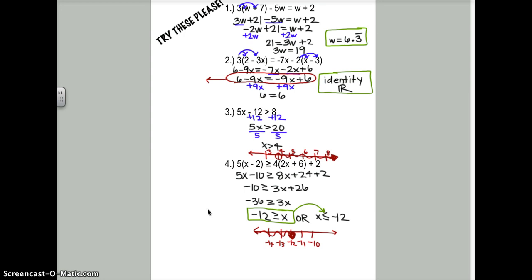Okay? So some things we talked about. We talked about how we solve. We have that block method process. And then we talked about different solution sets, identity, contradiction, and of course our graph. So when you're thinking about this lesson, keep those things in mind. Block method, and then the different solution sets.